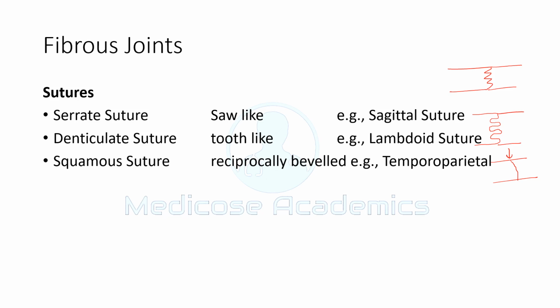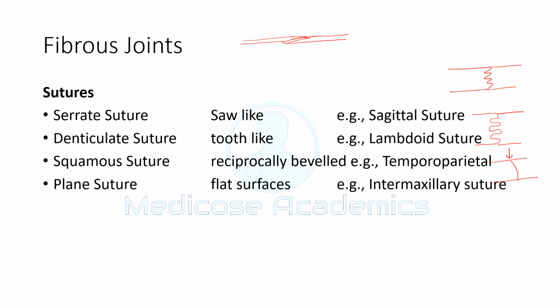we see that one of the bones has a beveled surface. Beveled surface means that it tapers into a tip like that of a knife, and the other bone does the same. So the beveled surfaces are reciprocally overlying each other. It's like an edge of a knife lying on top of the edge of another knife. So this is reciprocally beveled, and a very good example is the temporoparietal joint that is on the side of your skull.